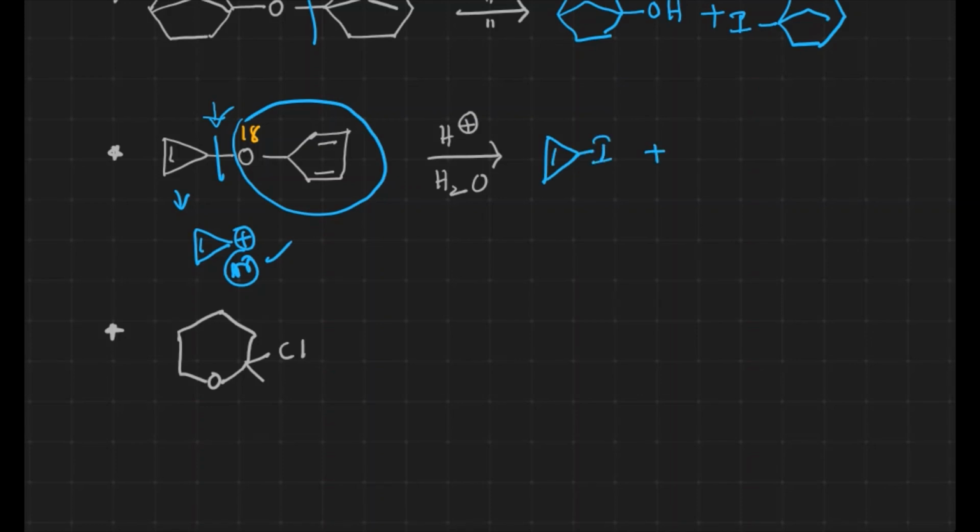Cyclopropenyl iodide plus, it is not iodide, but what do we have? We have an OH group there. The incoming group is going to be the OH group over here, and here also OH only, but the isotope is over here. Where is the isotope? Here is the isotope.